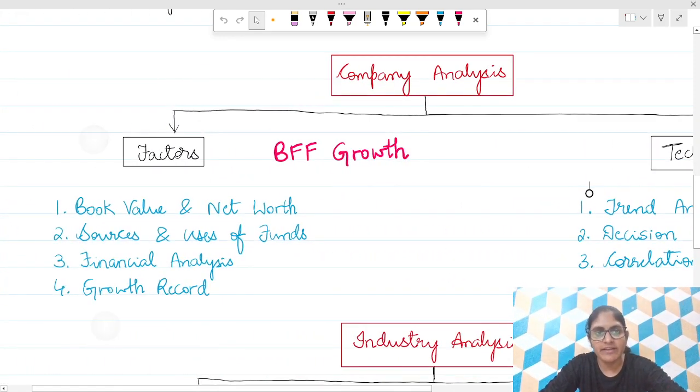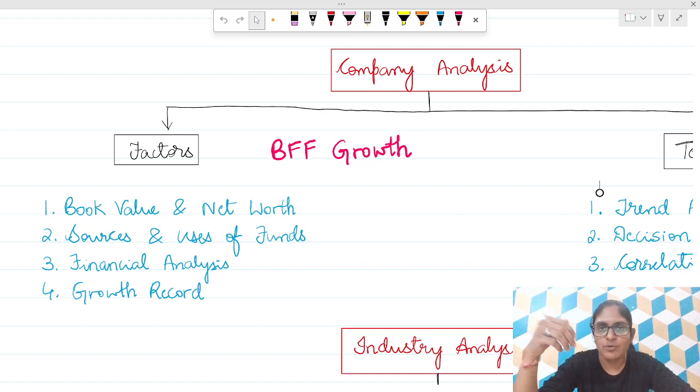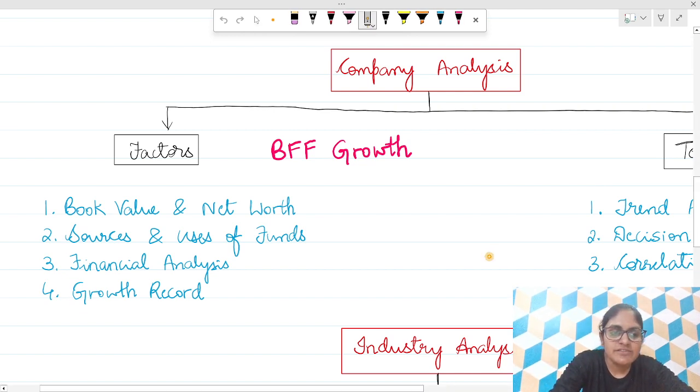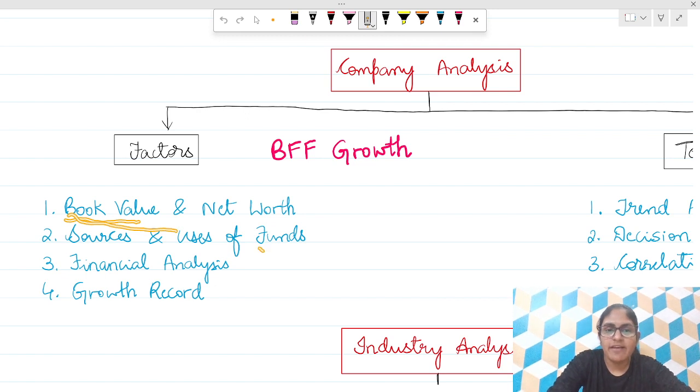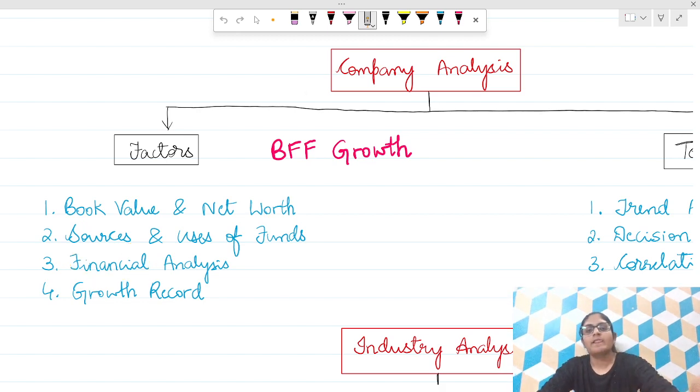Now coming to the company's factors. For this you have to remember, to have growth in a company, you need a BFF, that is best friend forever. So growth means growth record. B is book value and net worth. F is funds, F is financial.